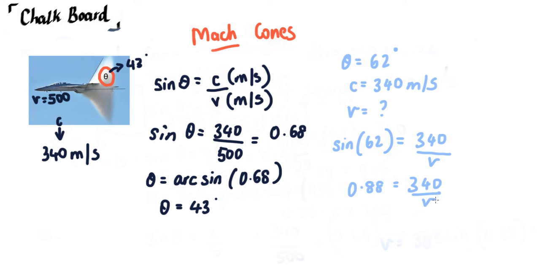So 0.88 equals 340 divided by v, and then we just rearrange it once again to bring v to be the factor that we're trying to find out. So we have 340 divided by 0.88, which gives us an approximation of 385 meters per second, and that is our velocity.